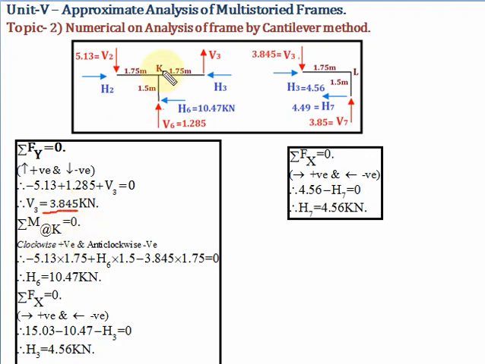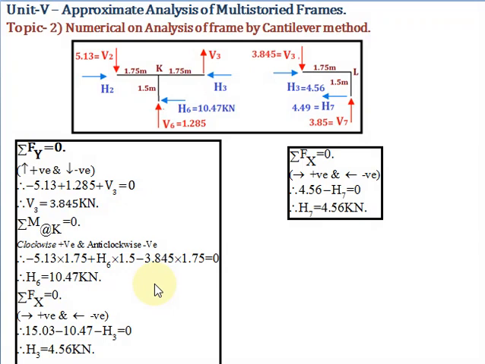Now taking moment at joint K, this is our second equilibrium equation. So 5.13 acting anti-clockwise direction, minus. What is distance? 1.75. Now H6, how H6 is acting? Clockwise. Sorry, H6 we don't know the value, so H6 into 1.5. Next is V3, how V3 is acting? Anti-clockwise direction, also minus 3.845 into 1.75. So here we will get the value of H6 as 10.47 kilonewton.